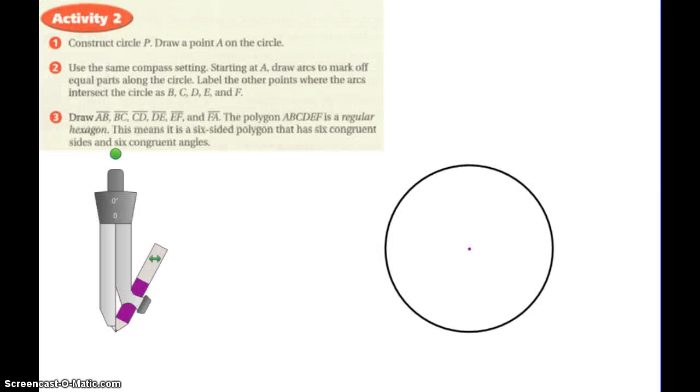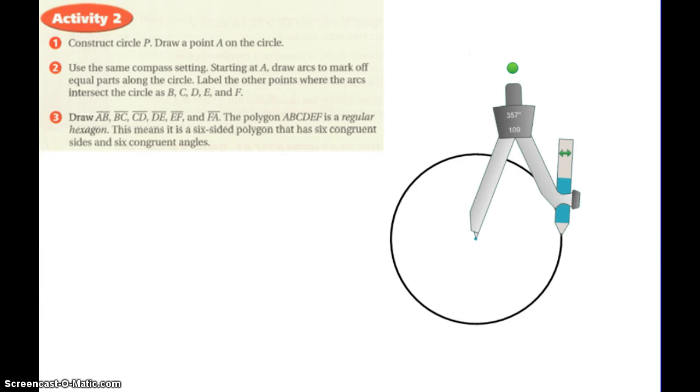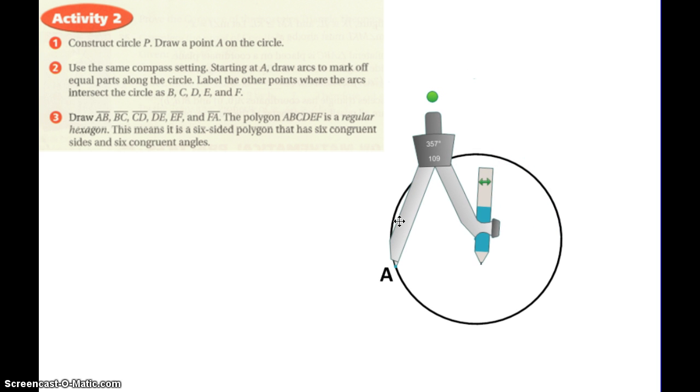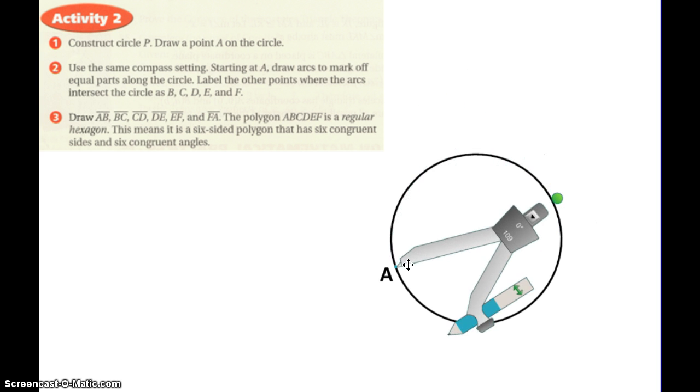Alright, so we have drawn an equilateral triangle, a regular quadrilateral. Now let's do a regular hexagon inside. Alright, so the first thing that we need to do is put a point on the circle, and we're going to call that point A. Then you open your compass to the width of the radius and put your pointer on A and make a mark that crosses the circle.